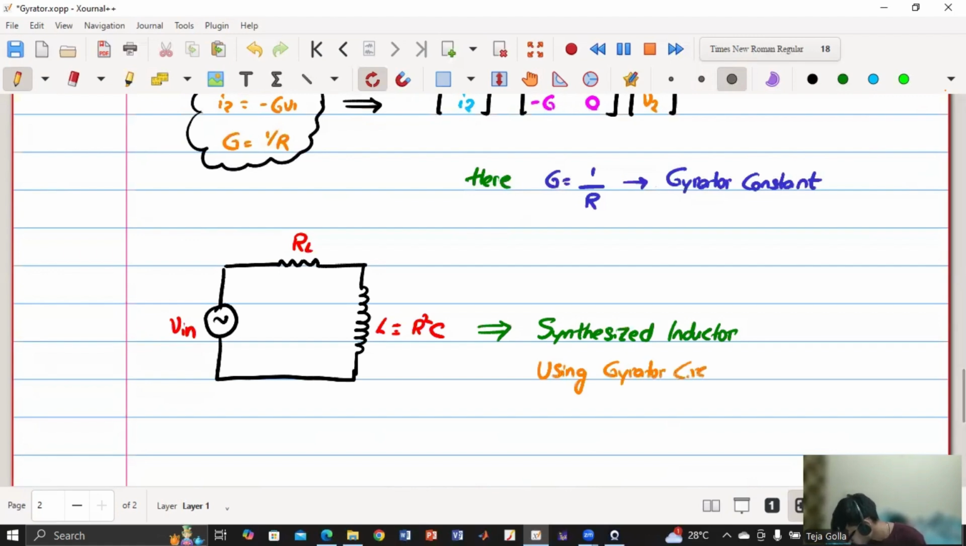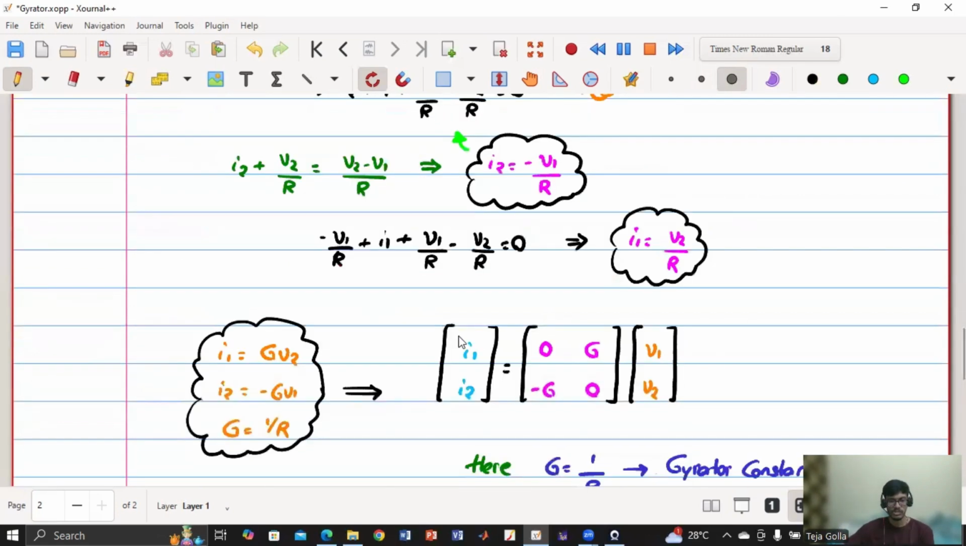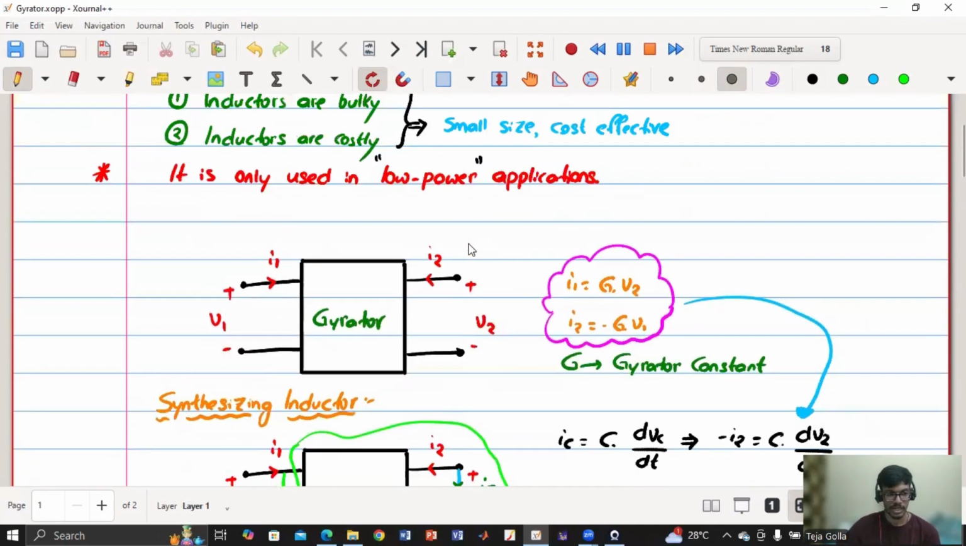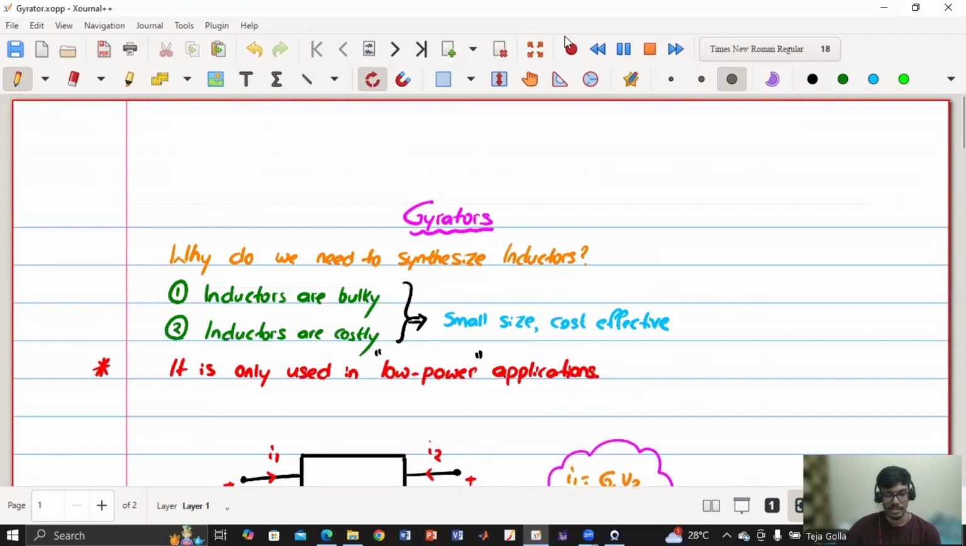So now we got a simplified circuit with the inductor, but in the actual circuit, we have not even used any inductor. So in today's discussion, we have learned what a gyrator circuit is, why we need to use a gyrator circuit to synthesize inductors, how we can actually synthesize inductors, and how we can get the input-output voltage and current relationship of a gyrator circuit. So with that, we'll end this discussion here, and I hope you have understood what a gyrator circuit is and how we can synthesize inductors.